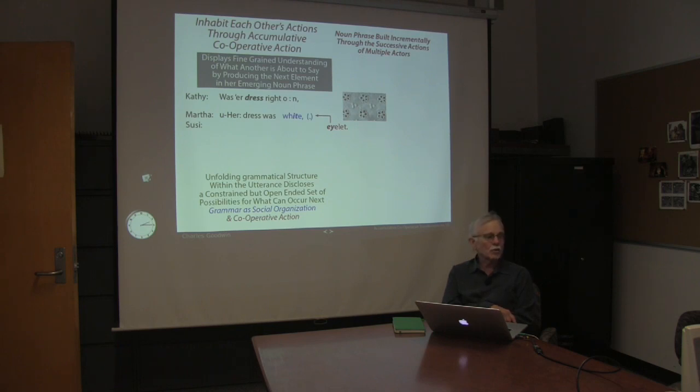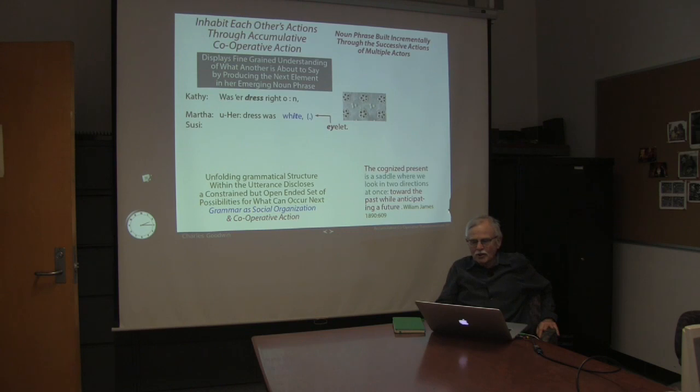And what grammar is doing at this point is giving you this emerging framework of intelligibility that you use not only to understand what has been said, but to make projections about what might be said next. Now, this is also very relevant to time. William James, very famous statement, referred to time as being kind of like a saddle, in the sense that you look in two directions at once. You look at the past, you're organizing your current action with reference to the past, while looking toward an anticipated future. And here we can see that. The emerging grammatical structure of the utterance has created a relevant past that you're using to project and bring into actuality a relevant next future.